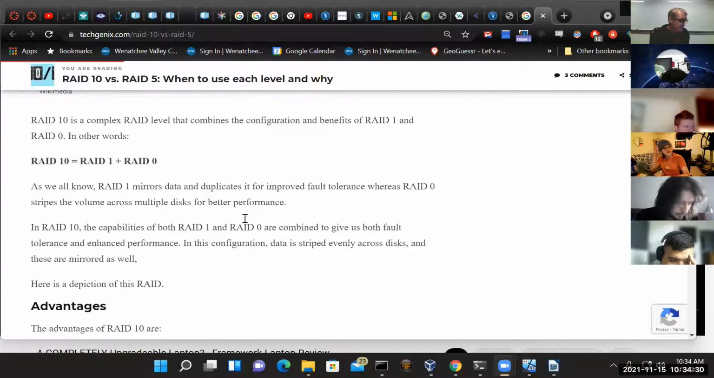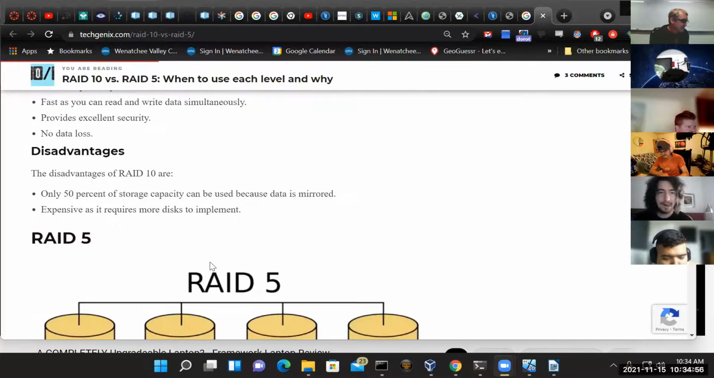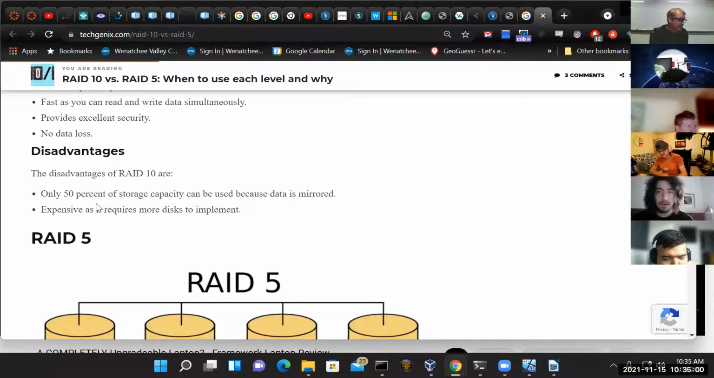So basically it's explaining that with RAID 10, you have both the advantages of RAID 1 mirror and the striping. It gives you fault tolerance, it gives you better performance. Downsides, obviously requires quite a few hard drives, and you are only getting half the storage space of those 4 drives. So if you have 4 2 terabyte drives, you're only going to get the storage space of 2 of them. Disadvantages, again, 50% of the storage capacity is lost because you're mirroring everything. It's expensive because it requires a lot of disks to implement.